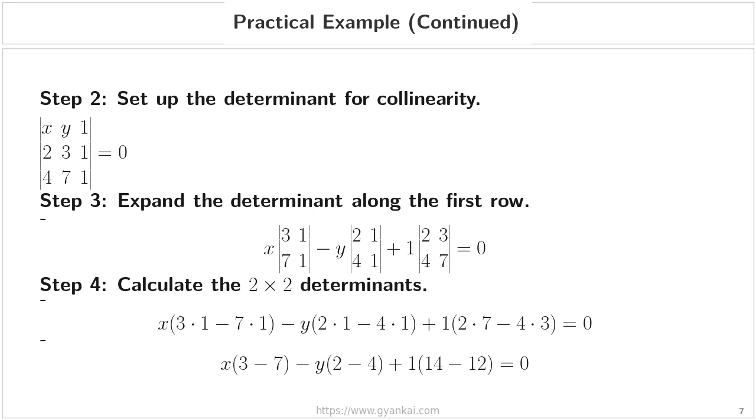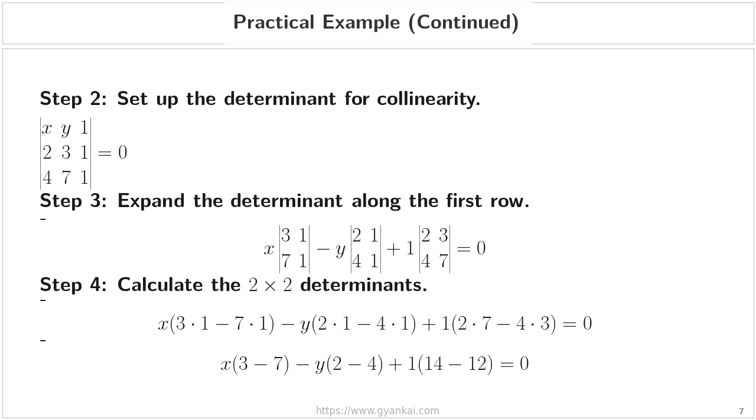Finally, in step 4, let's actually calculate those smaller 2 by 2 determinants to simplify the expression. For the x term, we multiply 3 by 1 and subtract 7 by 1. For the y term, we multiply 2 by 1 and subtract 4 by 1. And for our constant term, we multiply 2 by 7 and subtract 4 by 3. When we perform these subtractions, we get x times the quantity 3 minus 7, minus y times the quantity 2 minus 4, plus 1 times the quantity 14 minus 12, all set equal to 0.